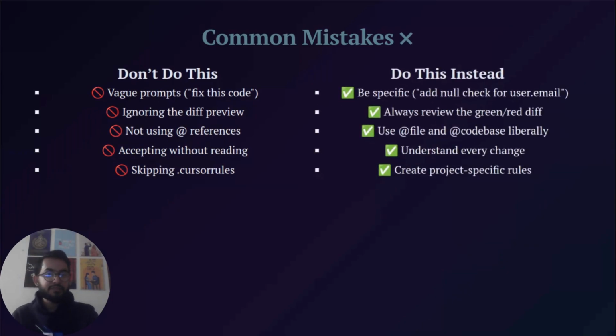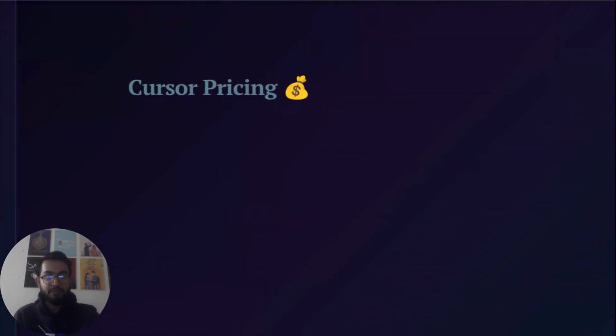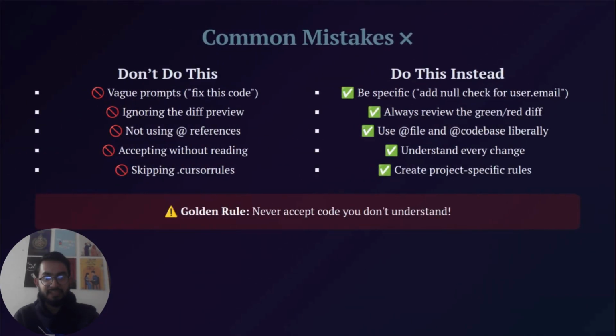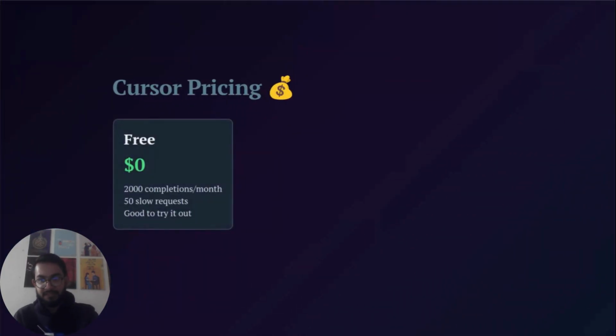Instead, you should be specific. I mean, "add null check for user.email." This is very specific, then Cursor can give you better results. And always review the green and red diff, use @file and @codebase wisely in your chat, understand every change, and create project-specific rules, which actually makes your code base more consistent. And the general rule: never accept code you don't understand, which is the most important thing.